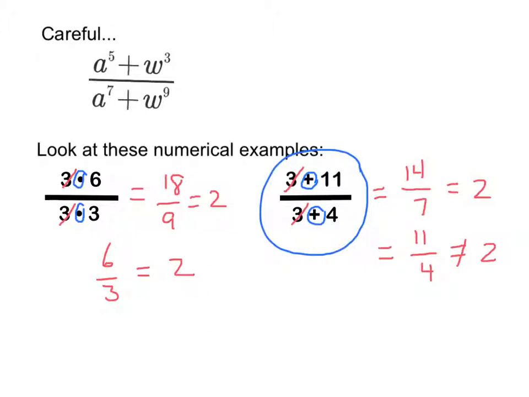Let's apply this idea to the fraction that you see at the top of the screen. The a to the 5th plus w to the 3rd is written as a sum, and so is the bottom. The fact that it's written as a sum means no canceling can happen. So I'm not allowed to take the a to the 5th and the a to the 7th and rewrite it more simply. I'm not allowed to work with the w's in the same manner, because to cancel would change the fraction, and it would no longer be equivalent to the original fraction that I started with.